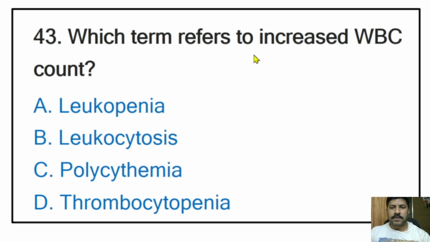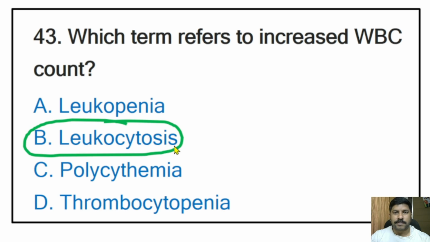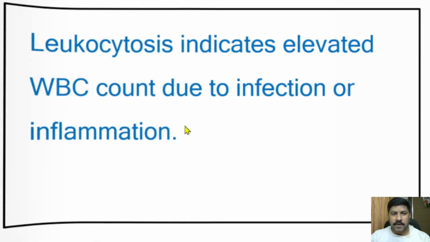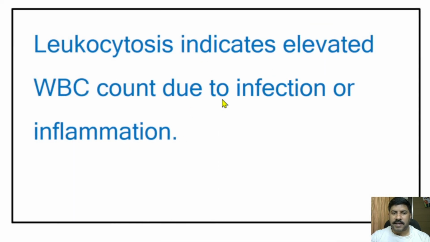Which term refers to increased WBC count? Leukopenia, leukocytosis, polycythemia, thrombocytopenia. It is an easy question. Correct answer is leukocytosis. Leukocytosis indicates elevated WBC count due to infection or inflammation.